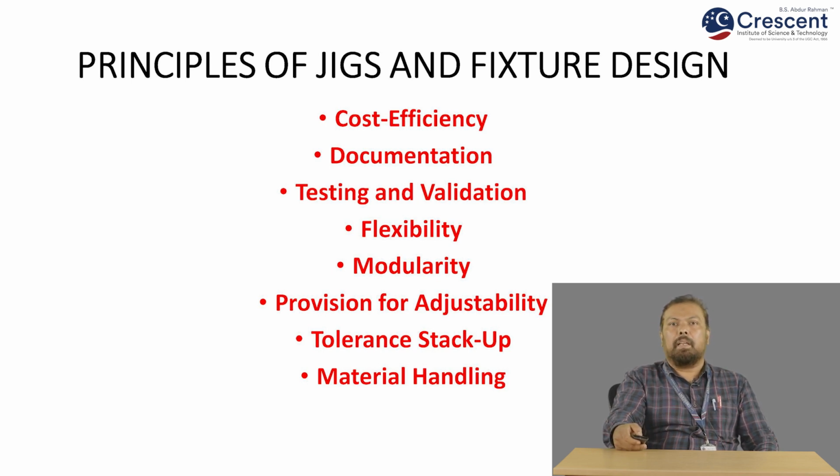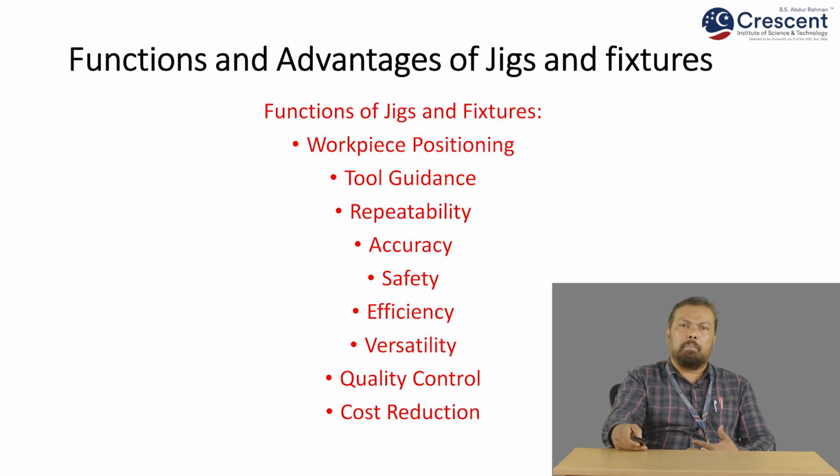Thus, we have seen jigs and fixtures play a crucial role in manufacturing and machining processes, offering a range of functions and advantages to improve efficiency and quality. Here are the primary functions and advantages of jigs and fixtures. Workpiece positioning, that is very, very important. Jigs and fixtures securely hold and position the workpiece in the desired orientation for machining, assembly or inspection. Tool guidance: jigs guide cutting tools such as drills or milling cutters to follow a specific path or trajectory to achieve precise and accurate machining. Repeatability: jigs and fixtures ensure that the same operation can be performed consistently, repeatedly, reducing the errors.